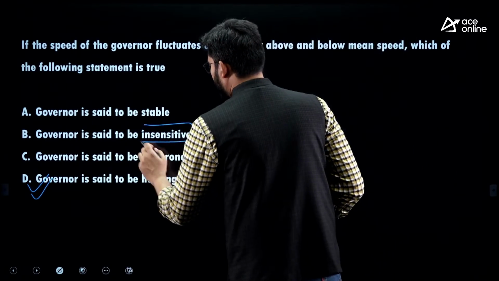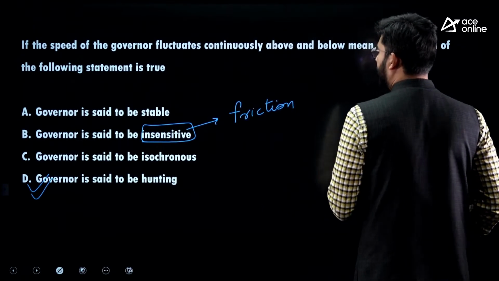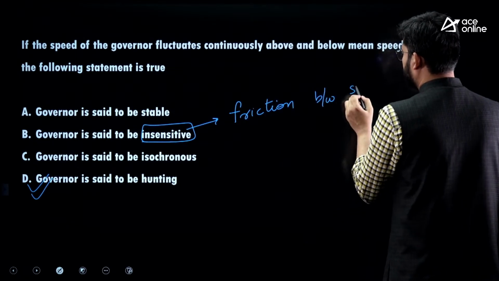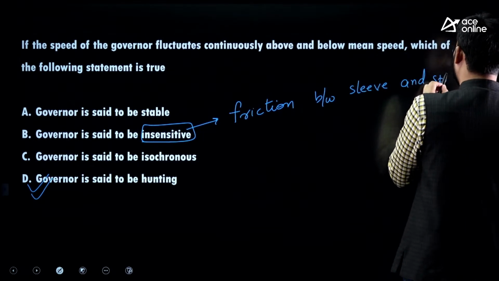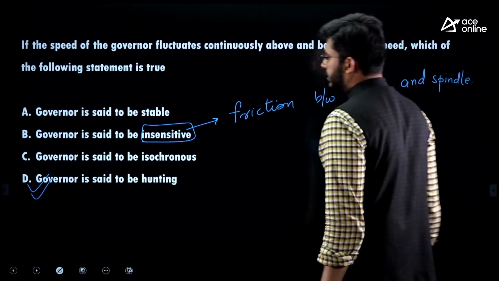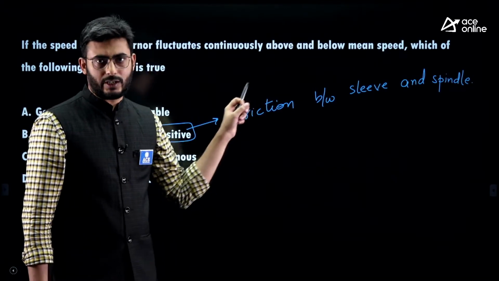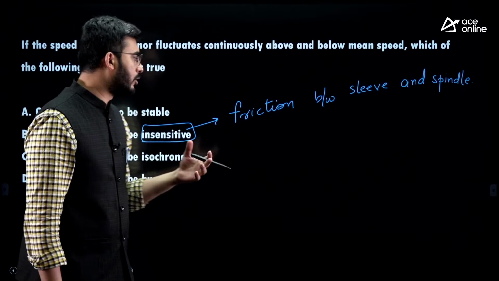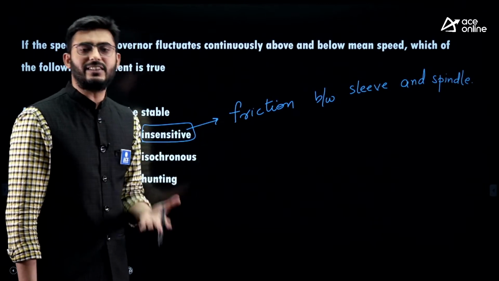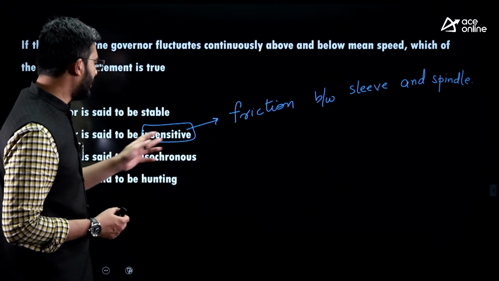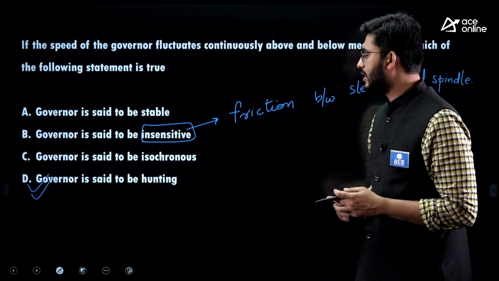For insensitive, the friction force will be responsible. Friction between sleeve and spindle. If that friction force is more, then over a small range of speed, the friction force is not overcome. We require to increase the speed by more amount so that the friction force is overcome, and then there will be some sleeve displacement. So insensitiveness is due to the presence of friction at the sleeve.